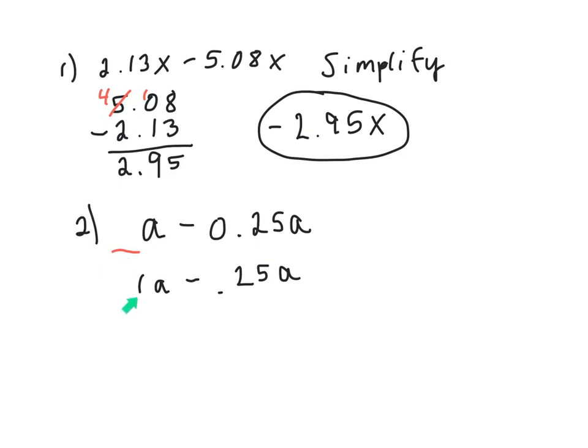So here I've written the 1 in front and minus. I did drop the 0, so 0.25a. So we're basically doing 1 minus 0.25. Well, that's 1, basically $1, minus 25 cents. So it's 75 cents left over, which is 0.75a.